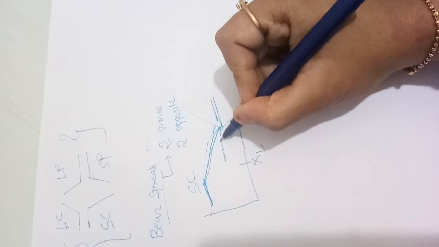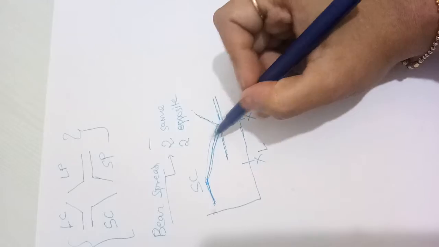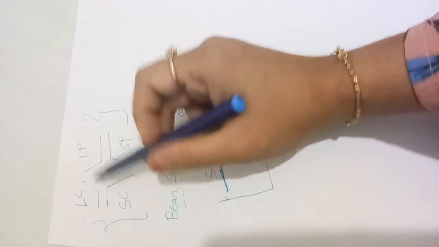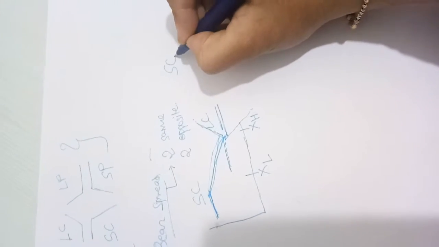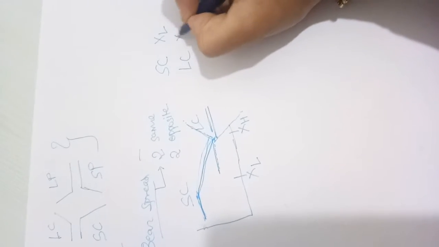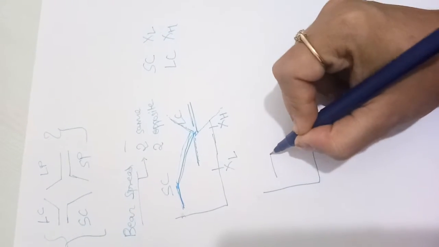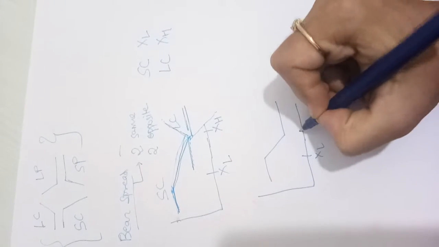Now I'll see next what is similar to this, which is a straight line and then an upward curve, which is nothing but a long call. So bear spread is nothing but a short call at a lesser exercise price and a long call at a higher exercise price.